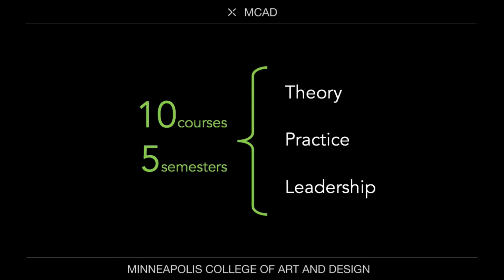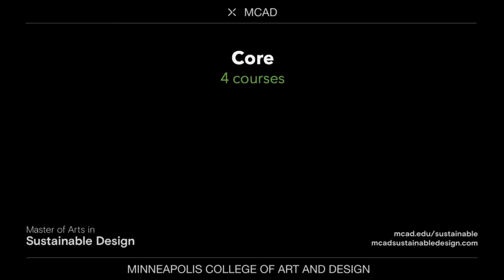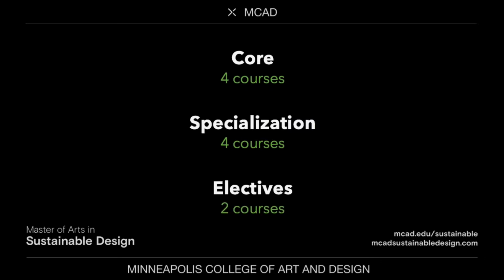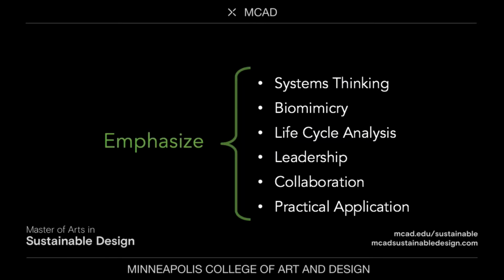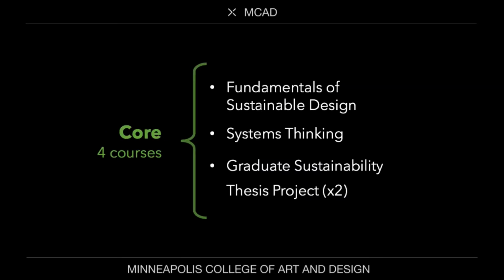Our courses cover theory and practice and leadership. Our courses are broken into 4 core courses, 4 specialization courses, and then 2 electives. Over these core, specialization, and elective courses, we cover systems thinking, biomimicry, life cycle analysis, leadership, collaboration, and practical application.